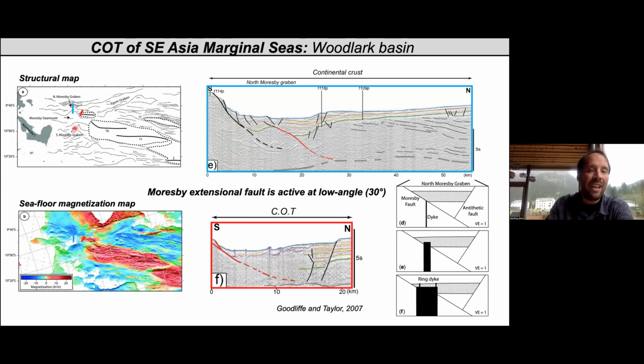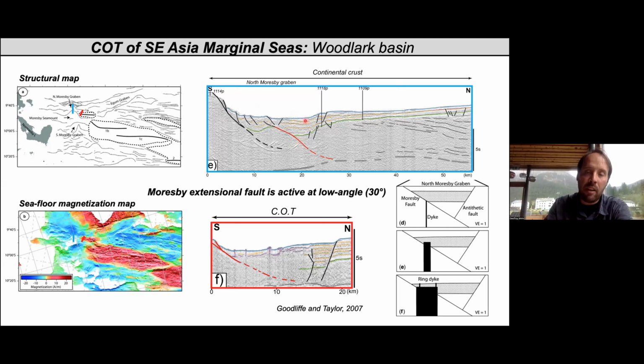And when you look at the tip of the Woodlark propagator, where we have not yet reached continental breakup, what we can see are these two faults that delimit the North Moresby Graben. And this fault, the Moresby fault, has been shown, based on earthquakes and geophysical studies, to be a low-angle normal fault active at 30 degrees. So again, activity of a low-angle normal fault.